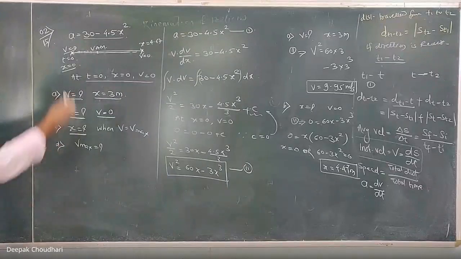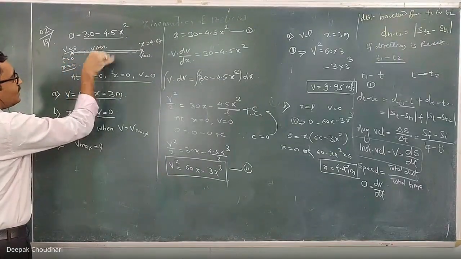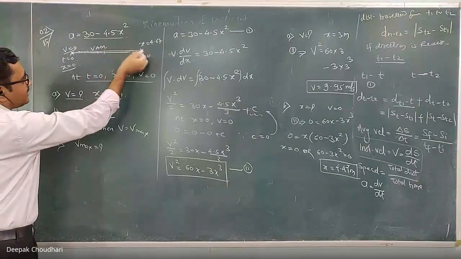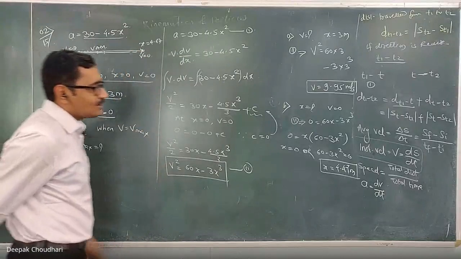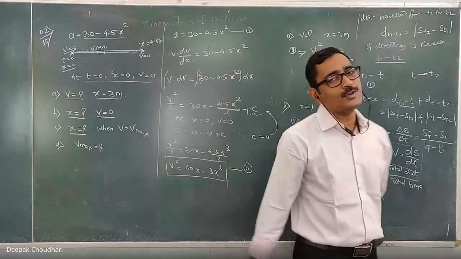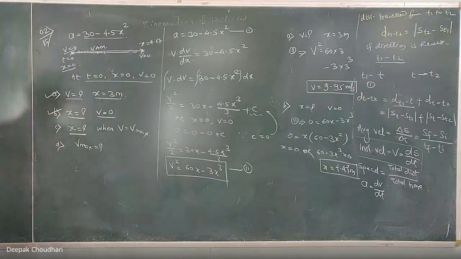Okay. Now during this motion, up to a certain time there is a positive acceleration, so velocity increases. After that, there is a negative acceleration, the velocity decreases, and finally it becomes zero. So the velocity becomes zero at x equal to 4.47 meter. Here we got the answer of the second part also. Any doubt till now? Any doubt?